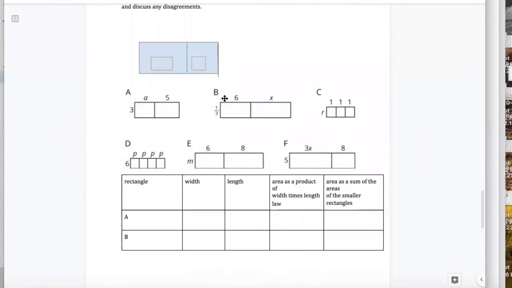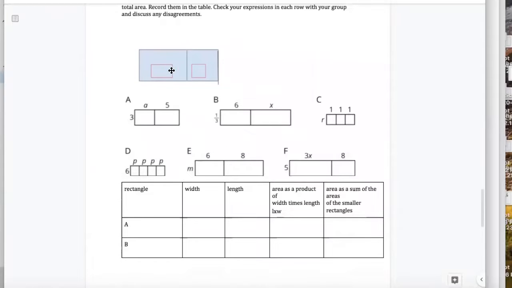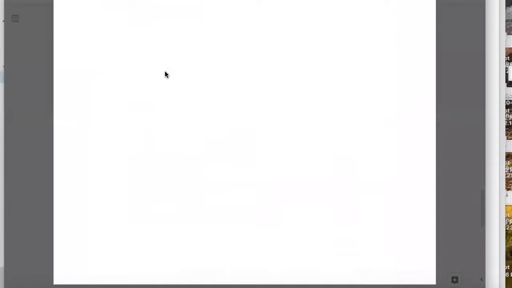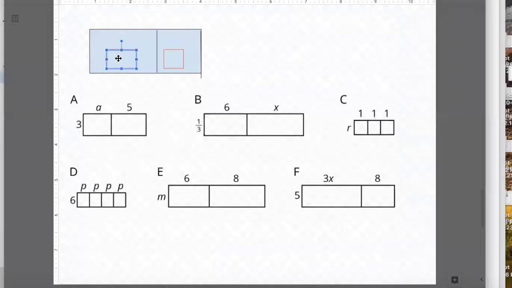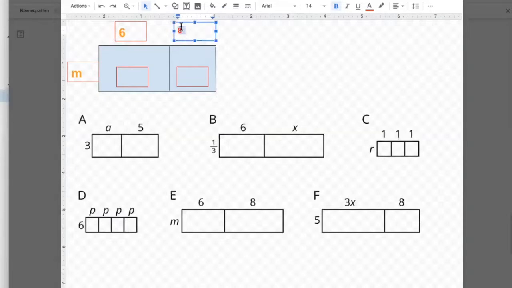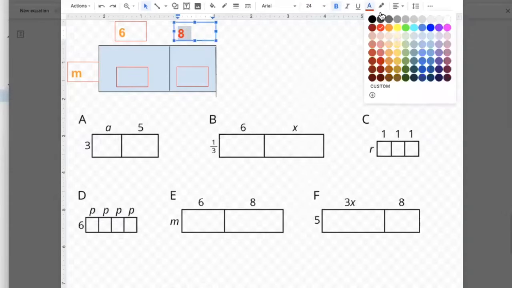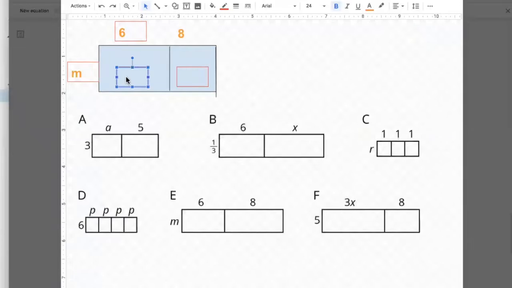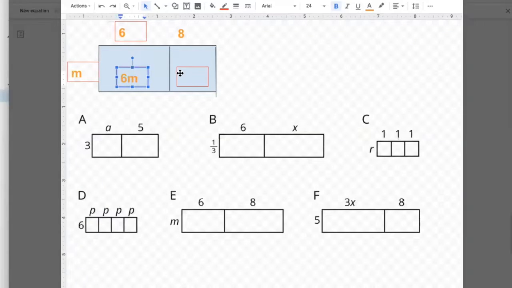And we have 2 more, which is E and F. So I'm going to click here. I'm going to fill this in. This will become M times 6 plus 8. All right, so I know M times 6 is going to give me 6M, and 8 times M is going to give me 8M.